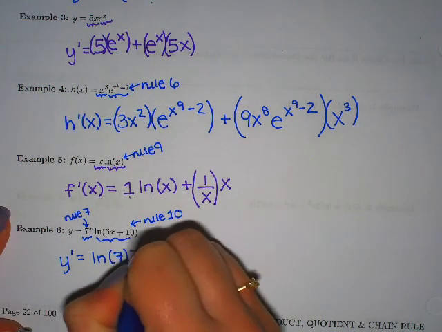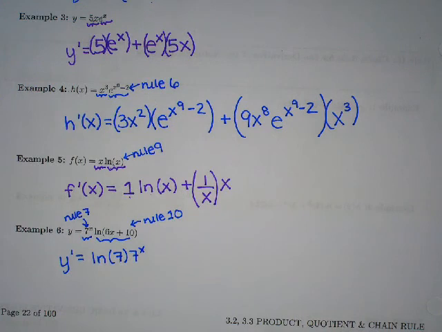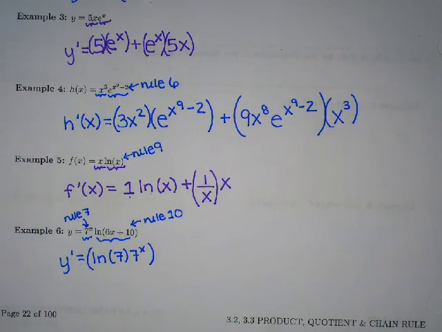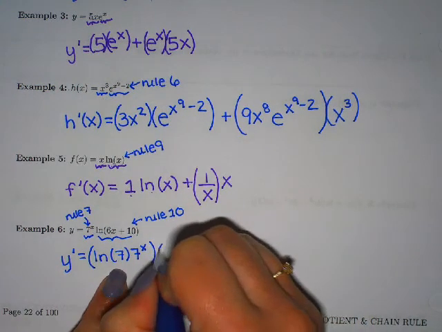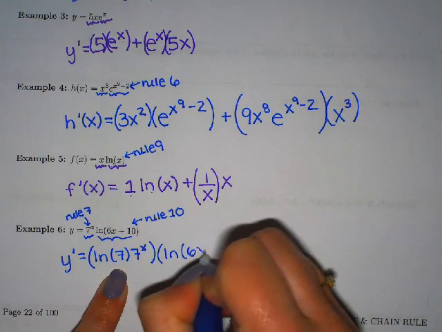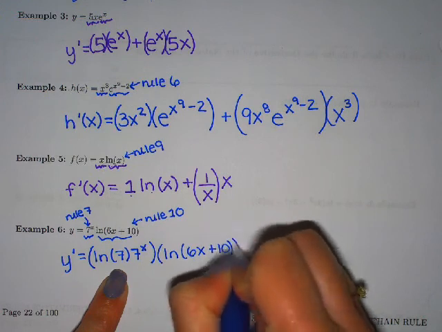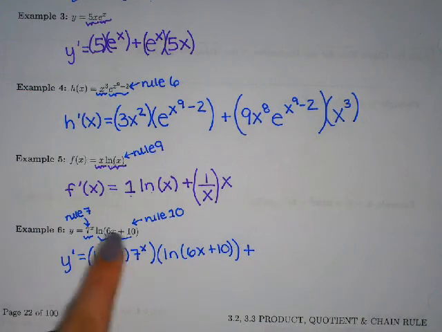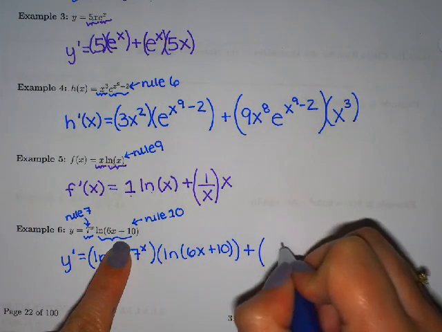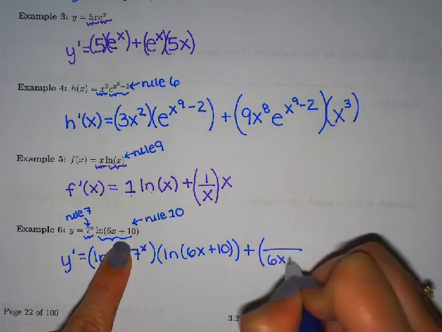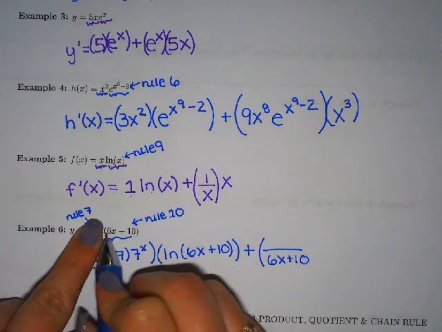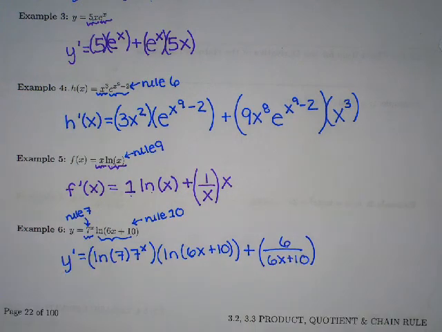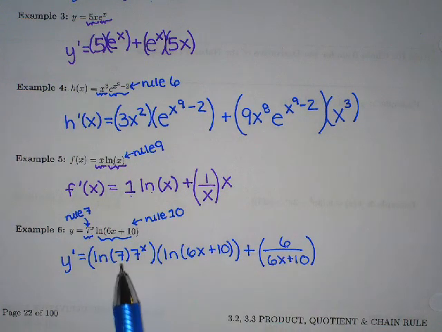So derivative of my first, derivative of 7 to the x is ln of 7 times 7 to the x. I warned y'all, it's hard if you don't know your basic derivative rules, but it's okay if you don't know a couple of these. As long as you've mastered most of them, then these shouldn't be too bad. Derivative of the first times the original second, ln of 6x plus 10. Derivative of the first, original second, product is always plus derivative of the second. This is our rule 10. It's the derivative of the inside over the original inside. So 6x plus 10 on the bottom, and then my original inside derivative of 6x plus 10 is just 6.